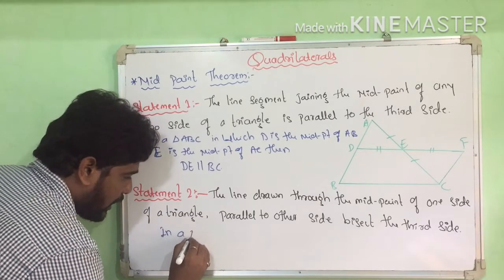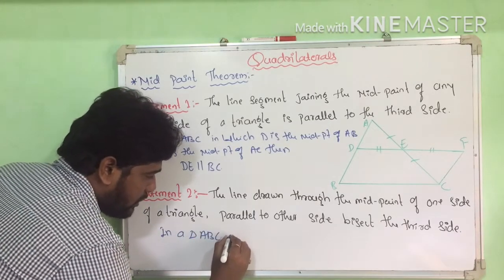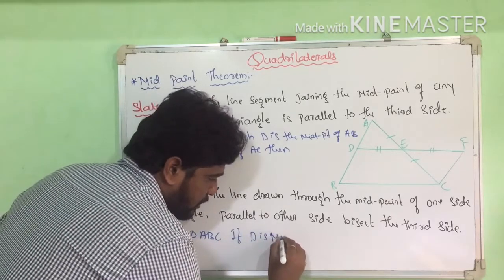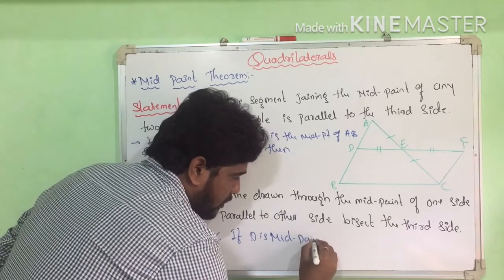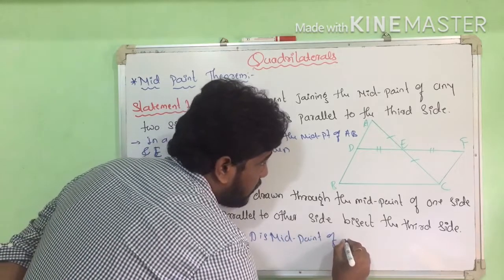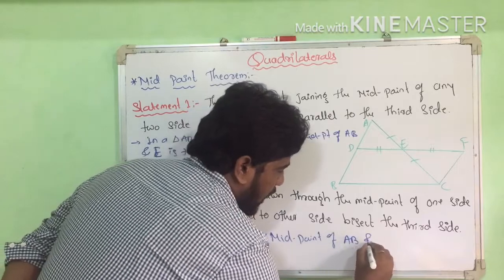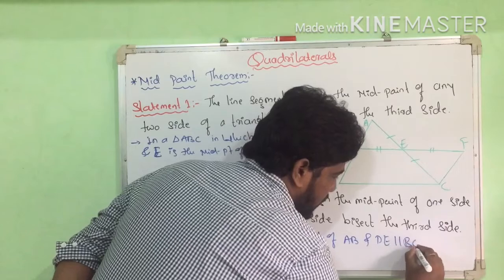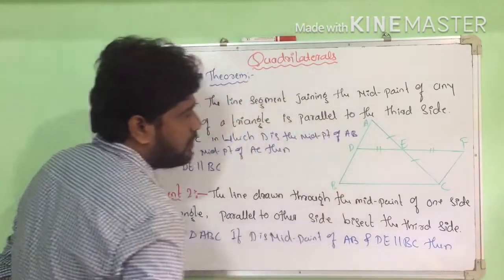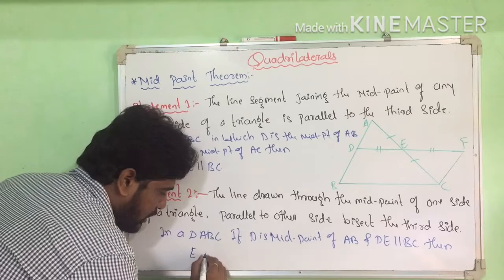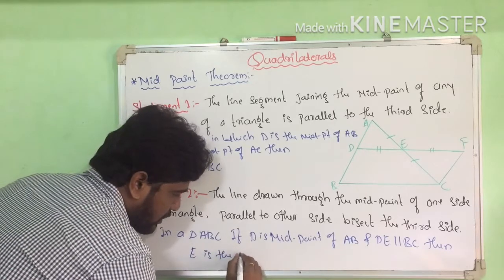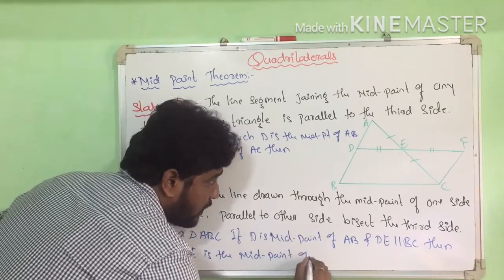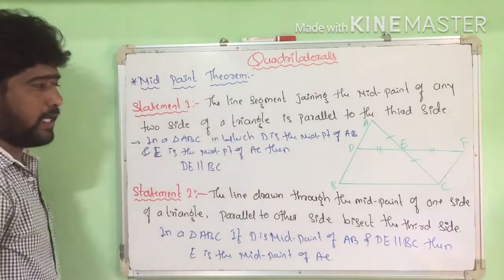So in a triangle ABC, if D is the midpoint of AB and DE is parallel to BC, then E is the midpoint of AC. Is it clear?